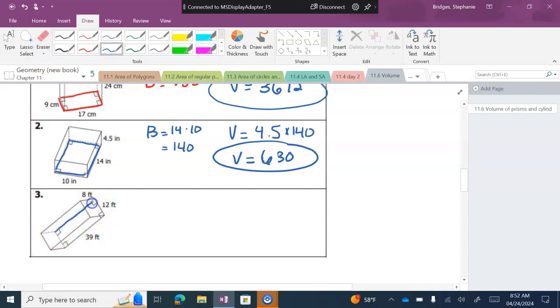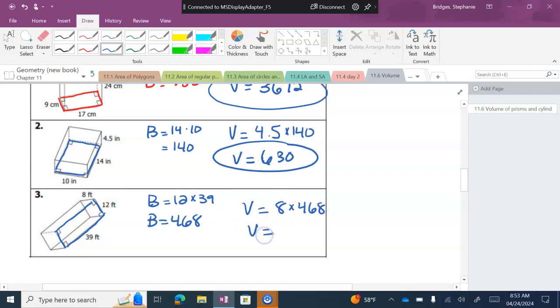We can use this one. So to find the area of that, what did y'all do? 12 times 39? Okay. That's going to be 468. And then I'm going to multiply that by 8. That's all you gotta do?